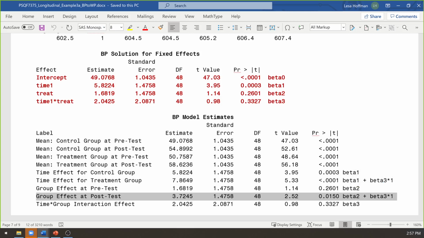Question: what happens if the interaction is significant and the main effect is not? Which main effect? Because there's four that we could be talking about here.